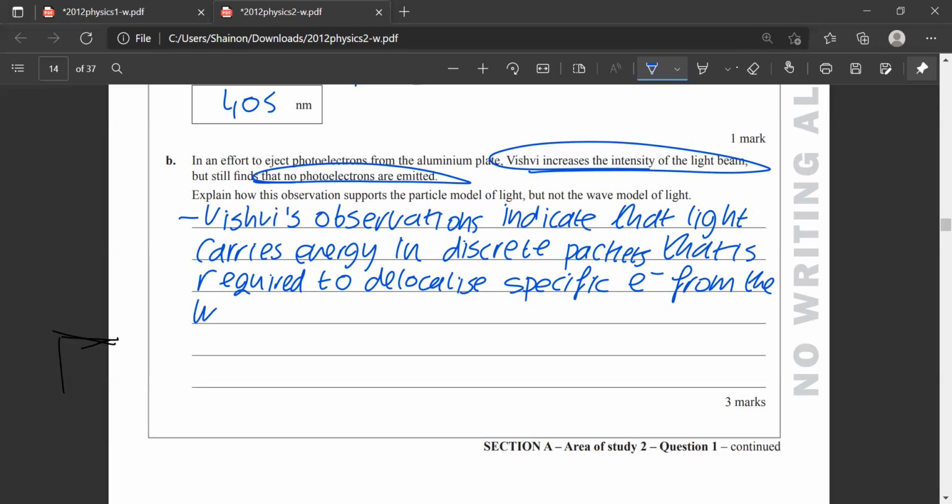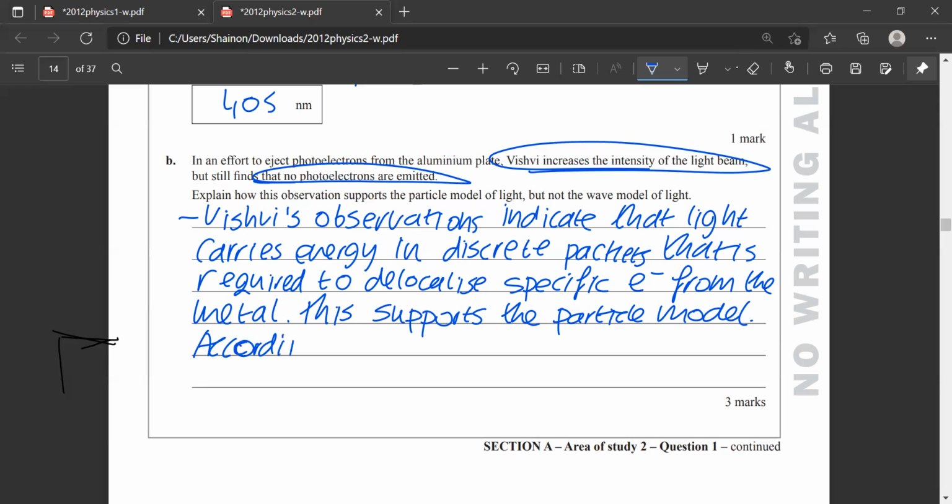The metal, this supports the model. I also just disproved because it says but not the wave model, so I disproved this one.